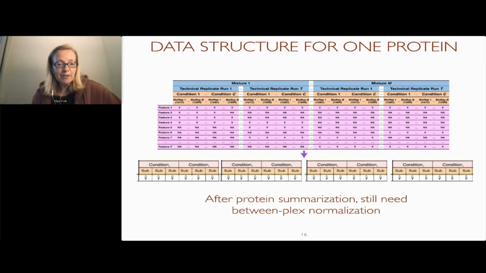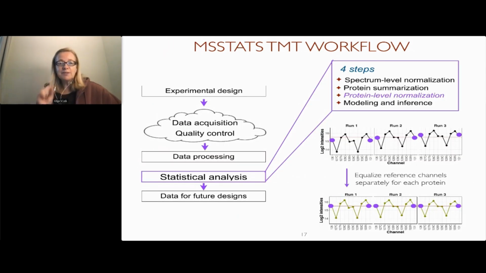Okay, so now we have a summary of one number per channel per run, or per mixture, plex. However, things are still not comparable between the runs. And so our goal now is to make sure that the mixtures are comparable between the runs. And so for this, we need to do protein level normalization. And so now this is what we call local normalization because it is performed separately for each protein. And it specifically is designed to make sure that we can compare intensities between runs despite the fact that they came from different PSMs.